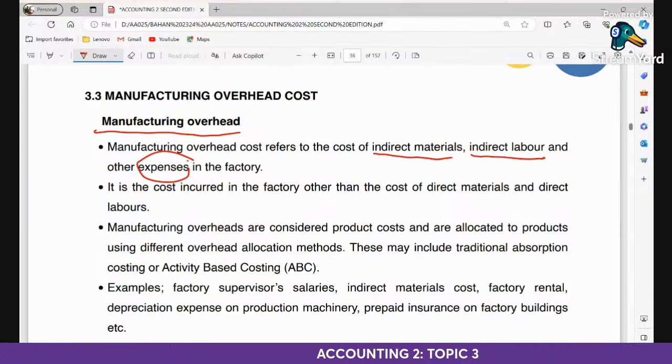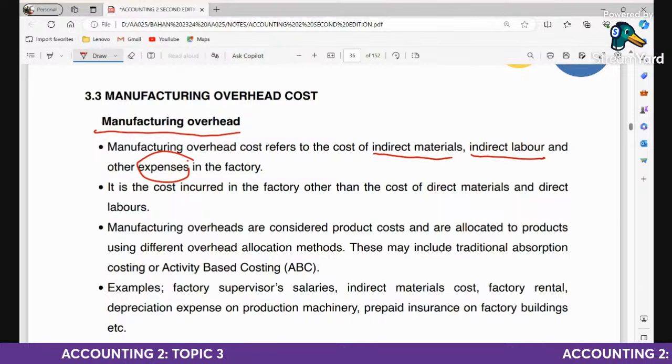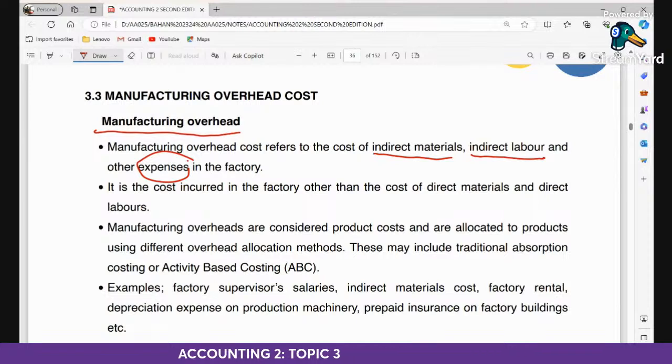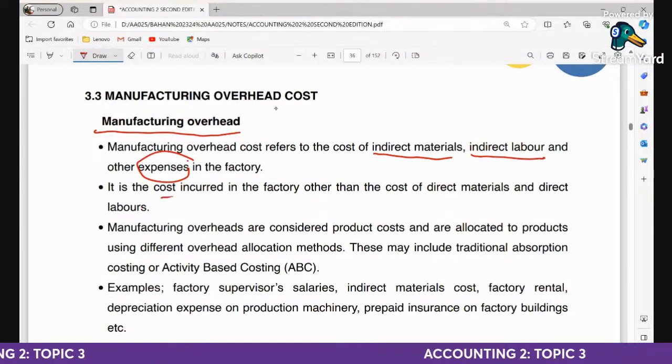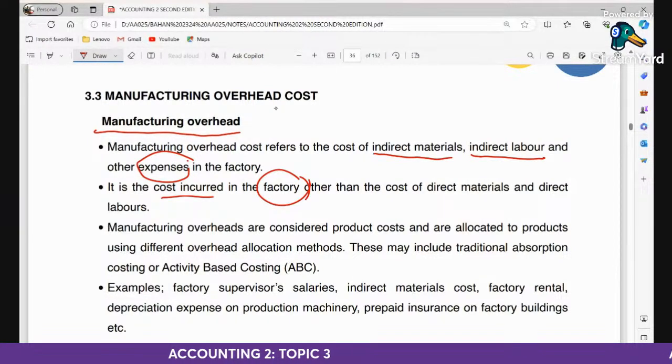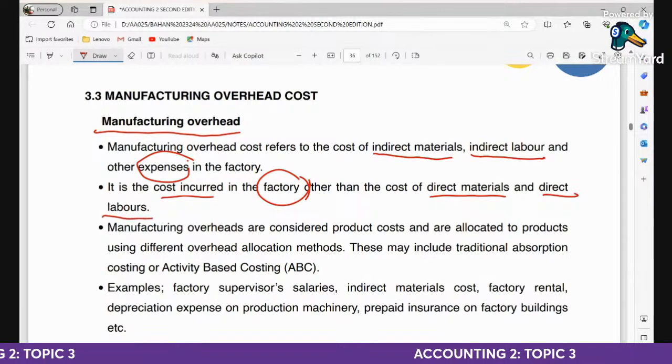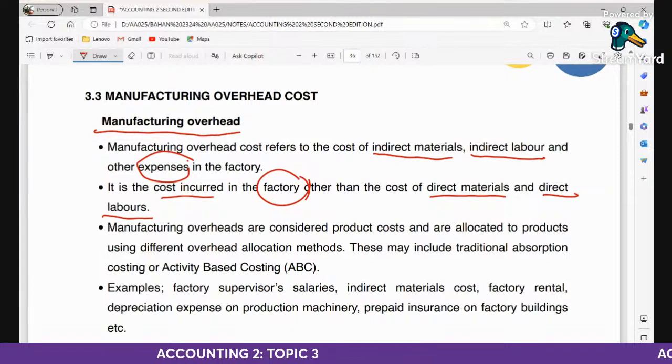Tapi building tu building apa? Building tu is the factory building. So if it's factory building cost, that means that is automatically your manufacturing overhead. Okay, so in summary, actually it's a cost incurred in the factory, betul kan? Dia berlaku dalam kilang. Tapi dia selain daripada direct material cost and also direct labor cost. So manufacturing overhead is actually considered as product cost sebab dia adalah sebahagian daripada allocations untuk produk.